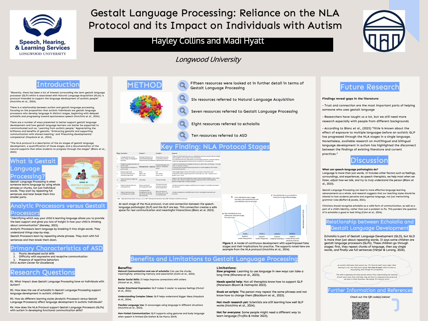This process is explained in the Natural Language Acquisition Framework, which describes 6 stages of language development. Understanding this helps us support individuals with ASD better by respecting how they naturally learn to communicate. Supporting Gestalt language learners in the right way can help them express themselves more confidently.